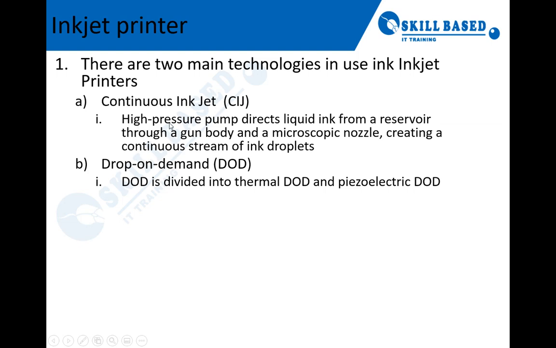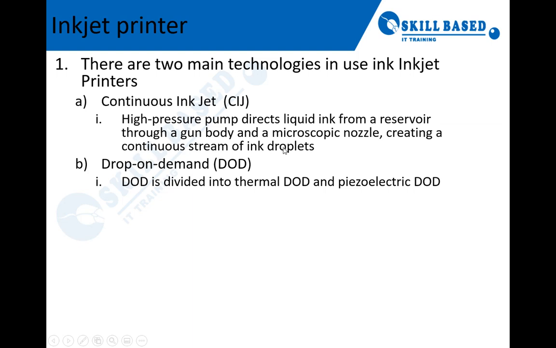It is actually a high pressure pump that directs liquid ink from a reservoir through a gun body, and then it fires droplets from microscopic nozzles. So the nozzle, something like a gun exit, is very fine. They can fire microdroplets, and you create a continuous stream of ink droplets.